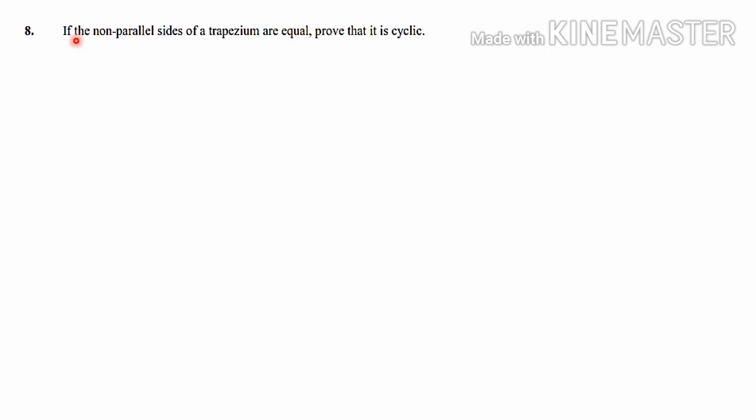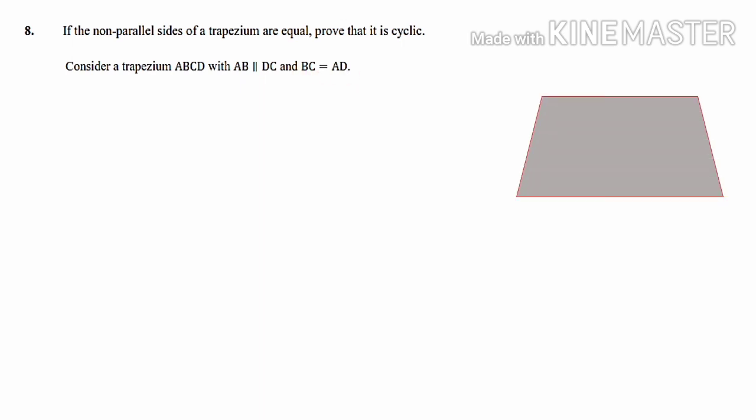So here, if the non-parallel sides of a trapezium are equal, let's consider a trapezium ABCD with AB parallel to DC. These are the parallel sides, and the non-parallel sides, BC and AD, are equal. So let's visualize it. ABCD is a trapezium in which AB is parallel to DC, and the non-parallel sides are equal, meaning AD and BC must be equal. That is the given condition. We have drawn the trapezium.